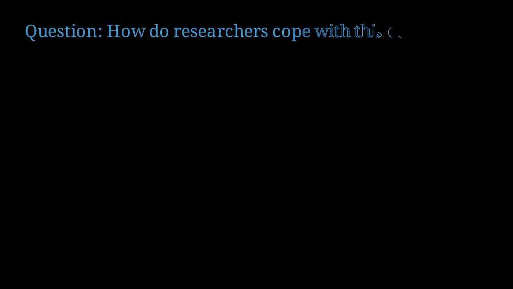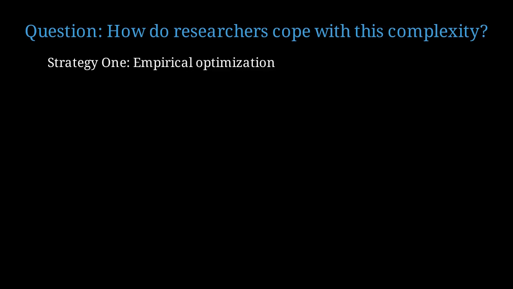Given all this complexity, how do researchers actually cope? How do we design devices when prediction is so difficult? Strategy 1 is empirical optimization. Build many devices, test them, iterate. Use design of experiments methods to explore parameter space. This works but is expensive and time-consuming.